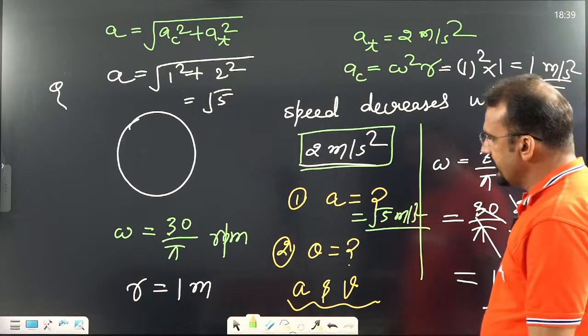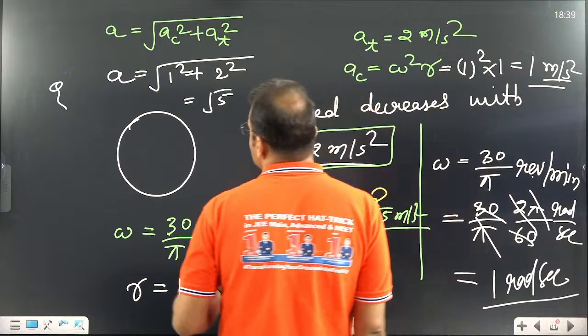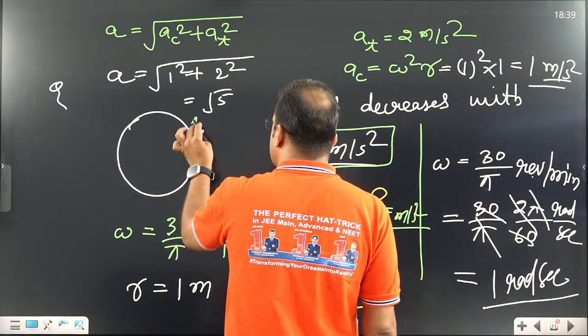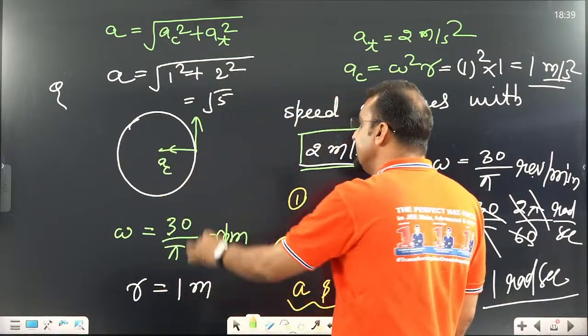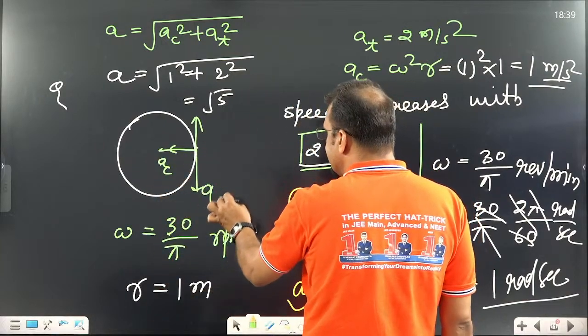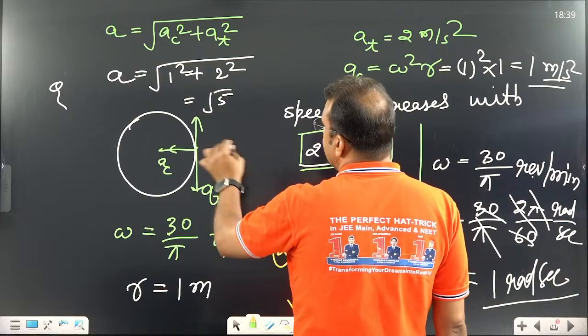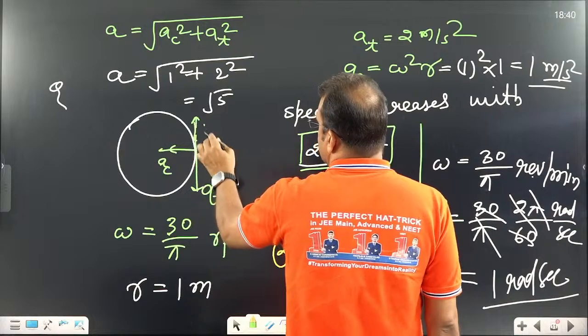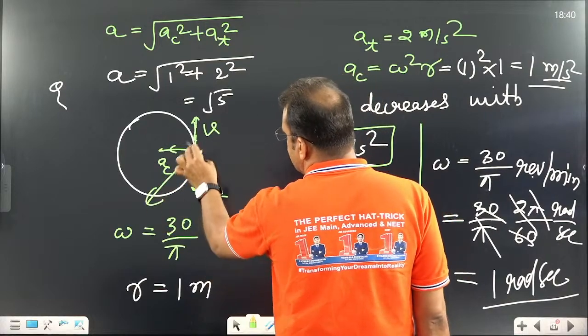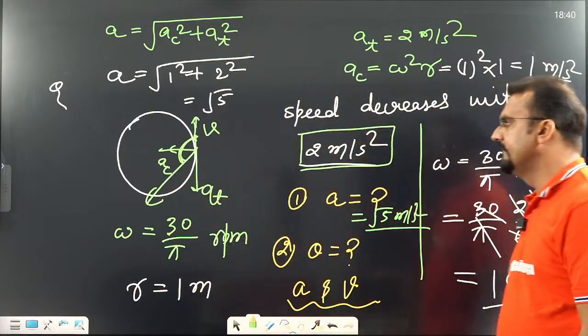Now come to theta. A and V. This is a very important question. Let us assume velocity in this direction, AC in this direction. When speed decreases, AT will be in this direction. Very important, dear student. This is V. That means net acceleration is this one. This will be the angle. Very, very important.